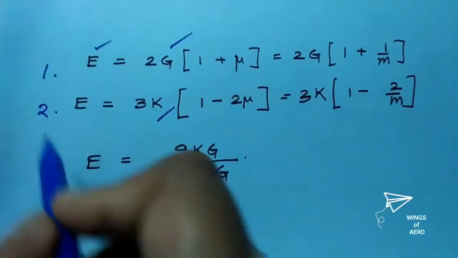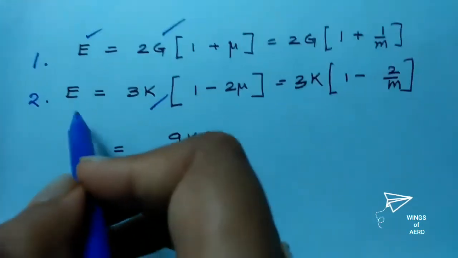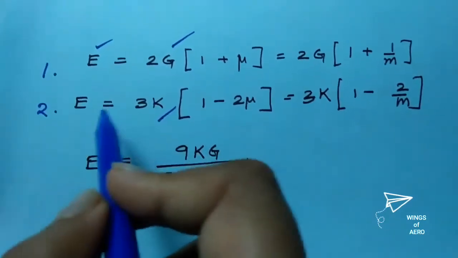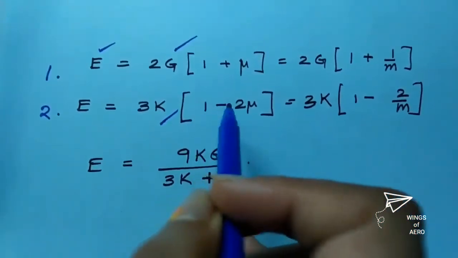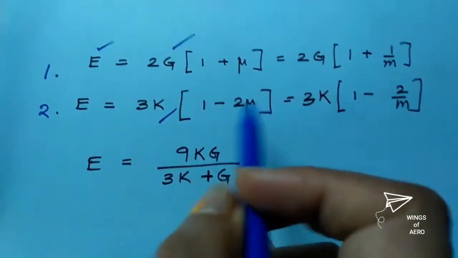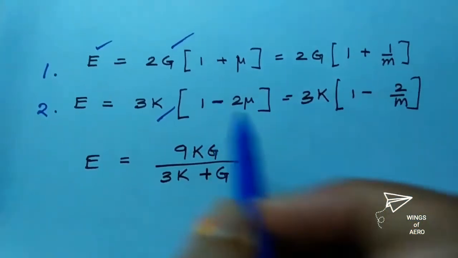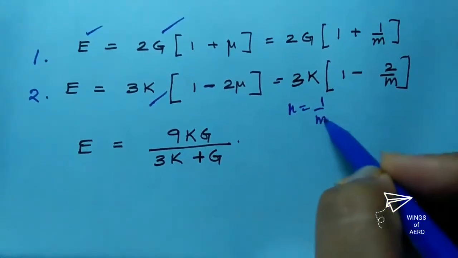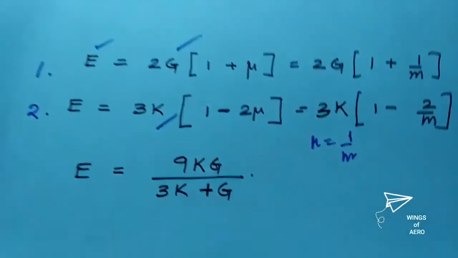Whereas the second formula is a relation between the Young's modulus and the bulk modulus, K. It is E equals 3 times K, open the bracket, 1 minus 2 mu. Here it is minus 2 mu. And mu can also be written as 1 by m, so you can also write it in terms of that.